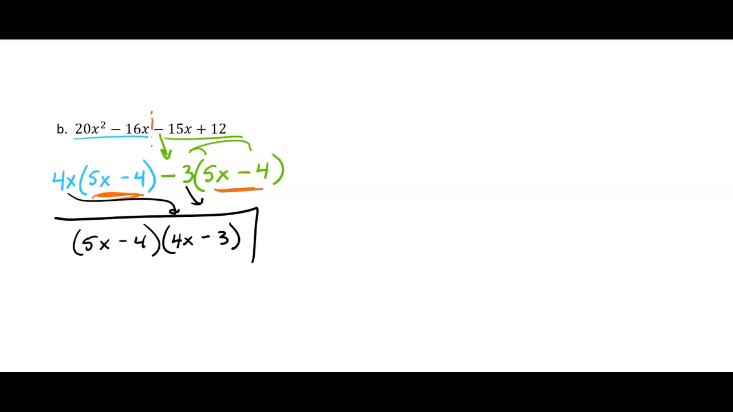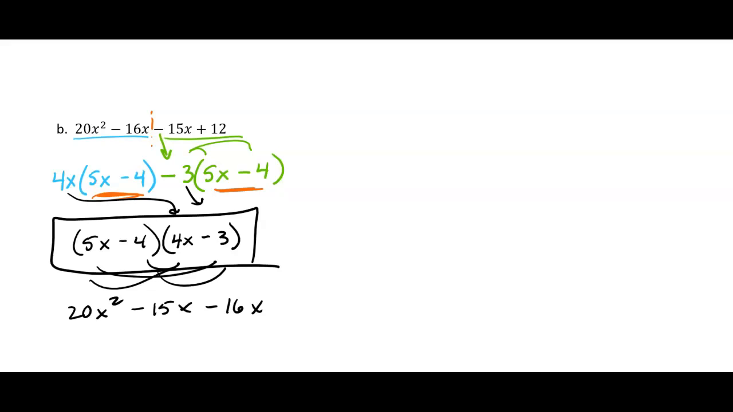And again, you can check that with FOIL. I'm getting 20x squared. I'm getting negative 15x. I'm getting a negative 16x. And I'm getting a positive 12. And that's the same. So this is the check. Okay, good luck with these. It'll really help you later on if you can get that factor by grouping process down. So practice them.